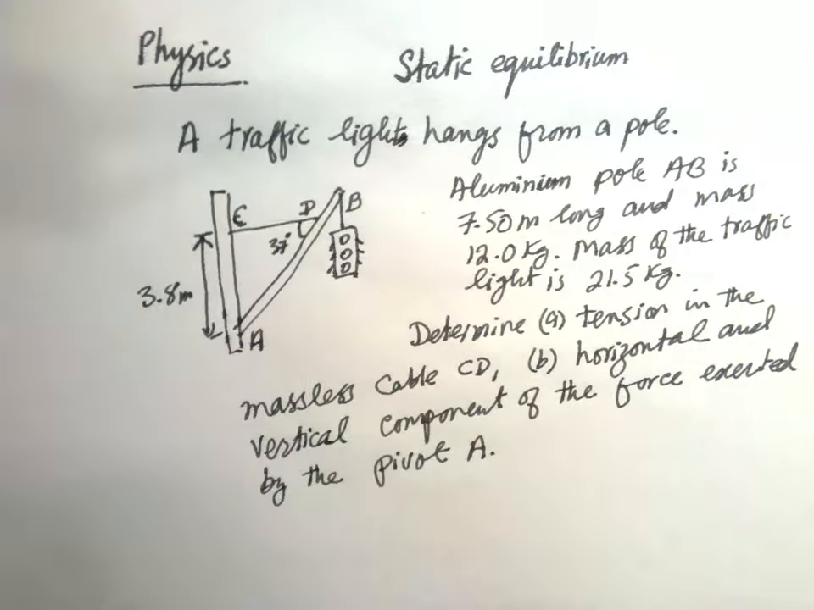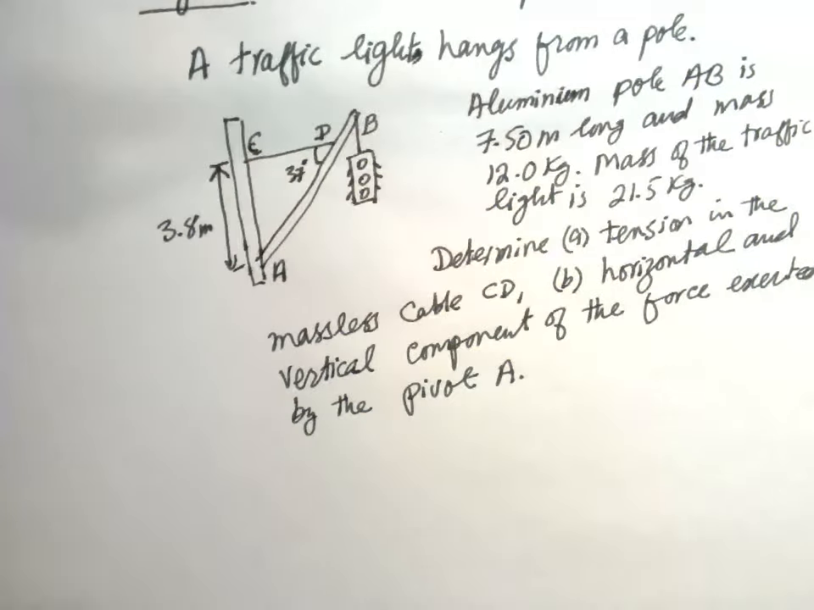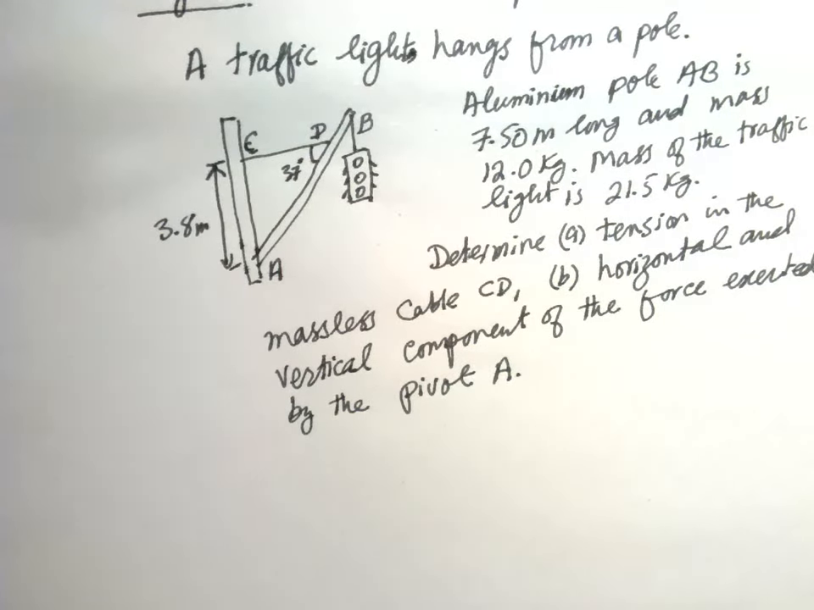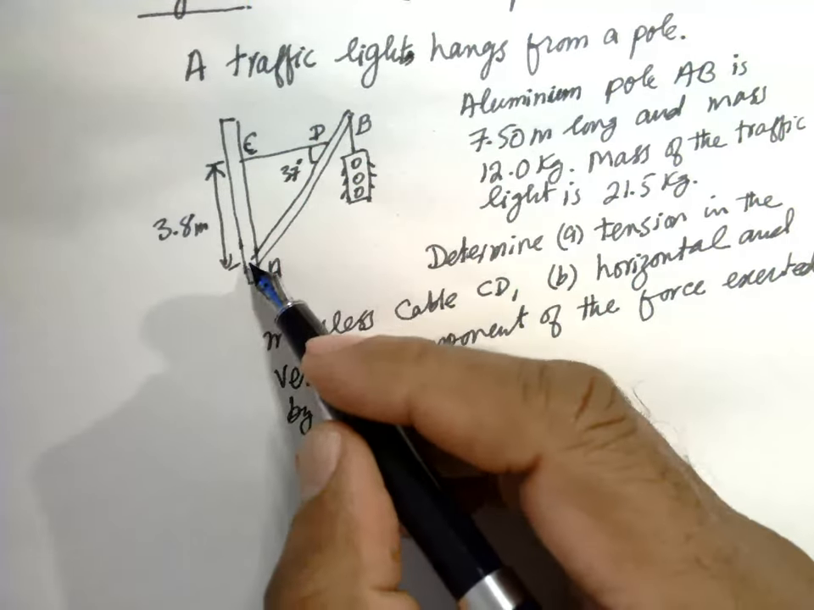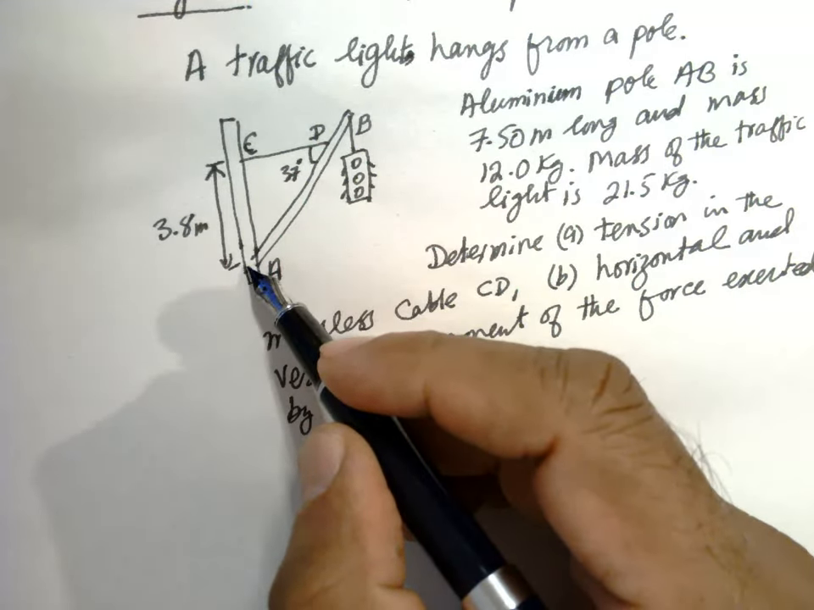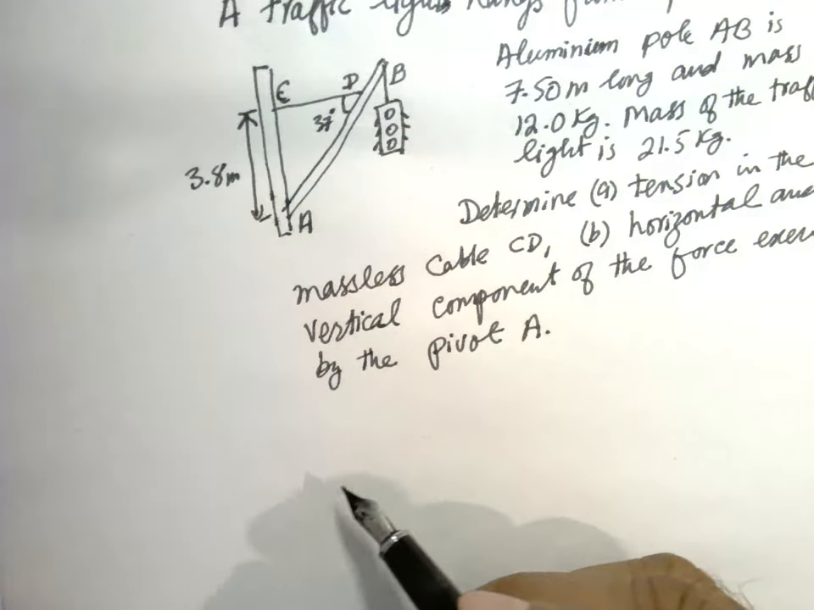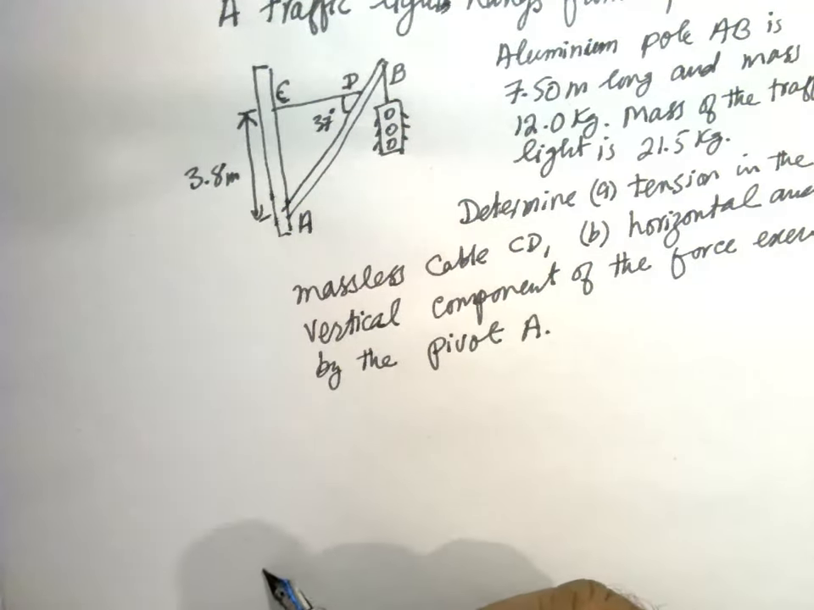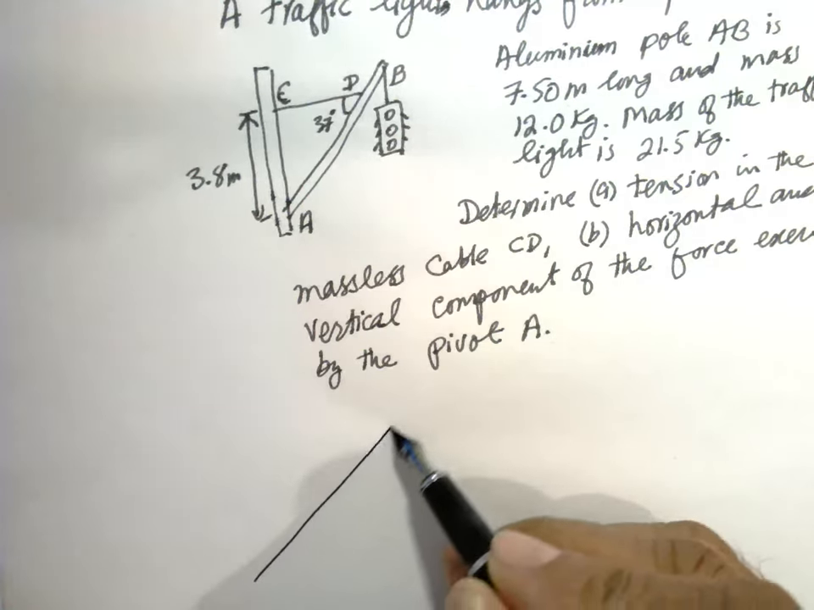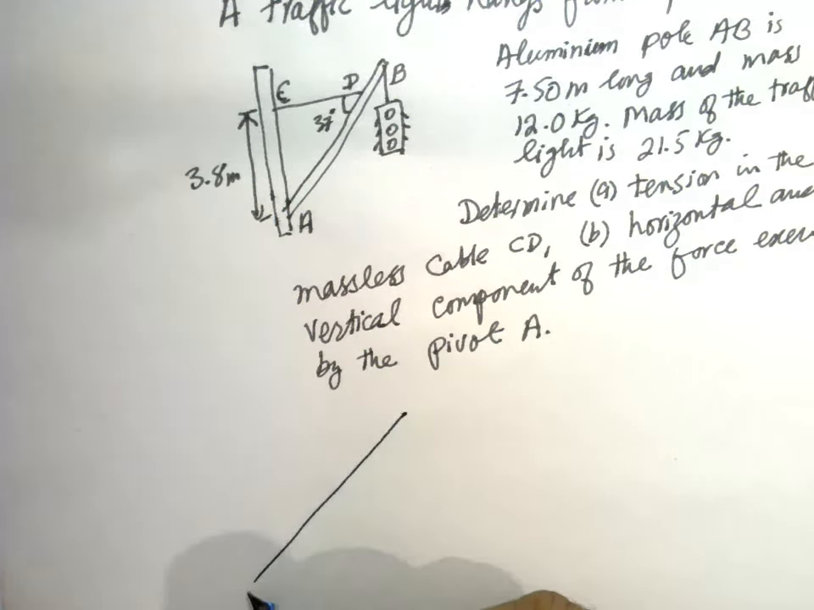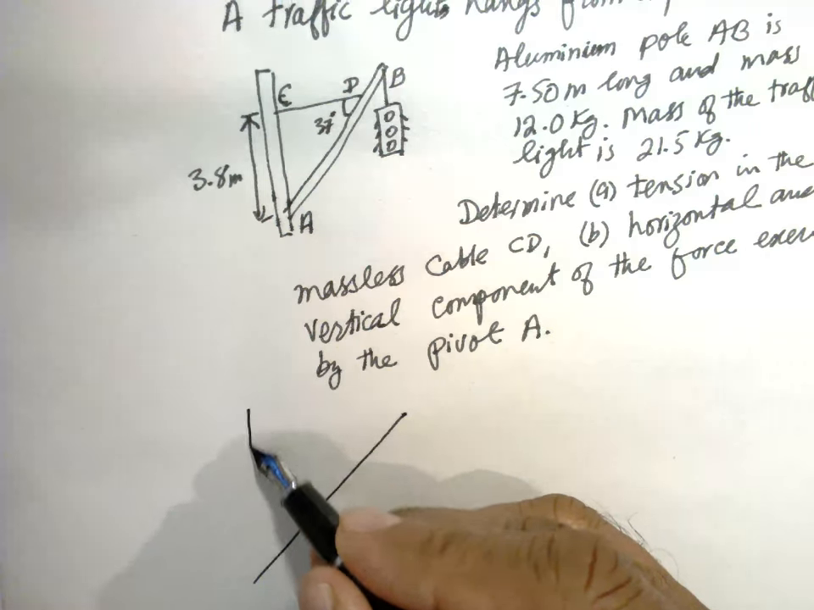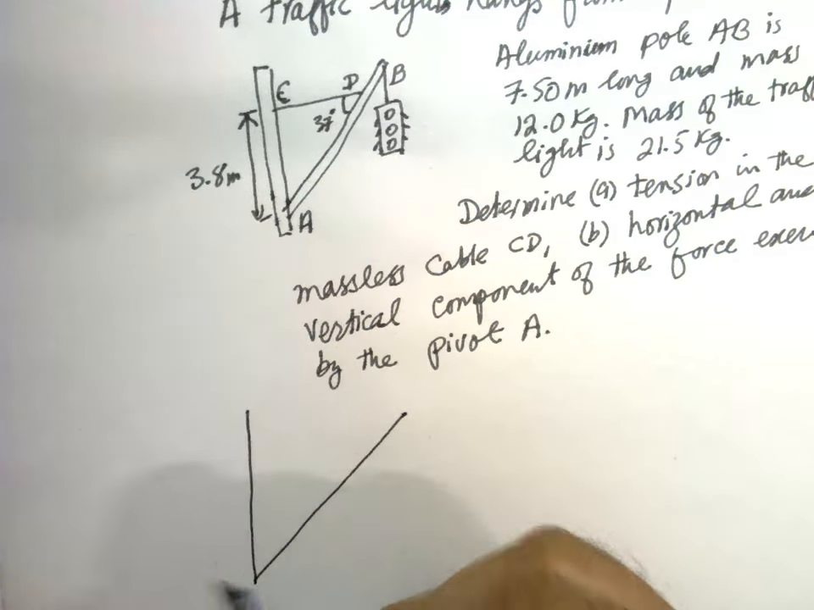the pivot at A. So we have to find a tension and the force on this pole, end of the pole, at A. So first of all, we have to make a free body diagram. So this is the AB, and this is the pole.